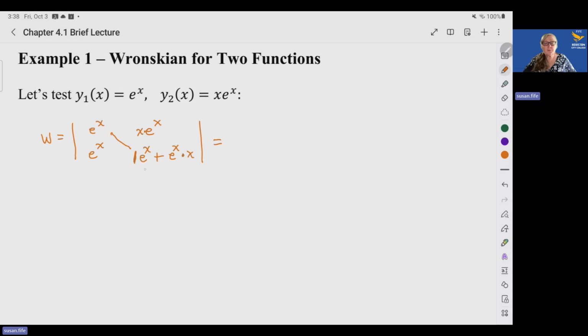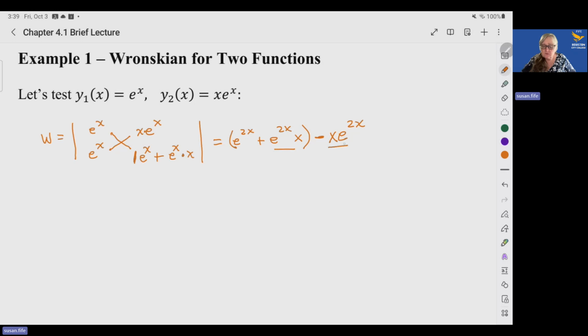To find the determinant, I would multiply the first diagonal and then subtract off the backward diagonal product. e to the x multiplied by e to the x is e to the 2x. So here I'm going to get e to the 2x plus e to the 2x times x, and then minus, when I multiply the backward diagonal, x e to the x times e to the x is x e to the 2x.